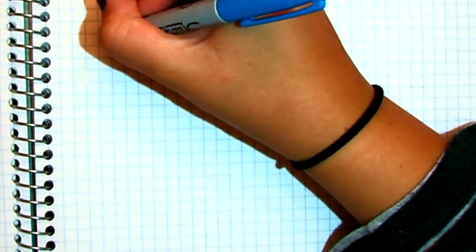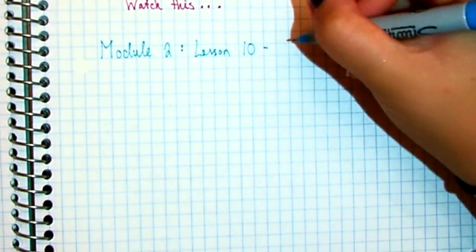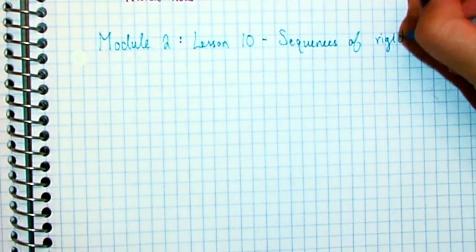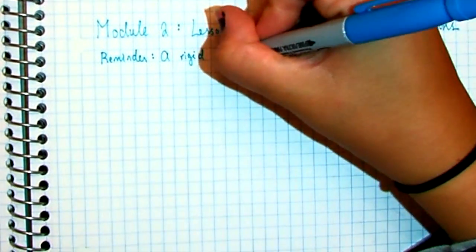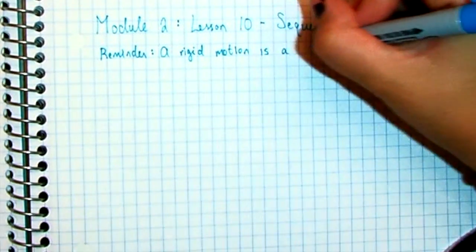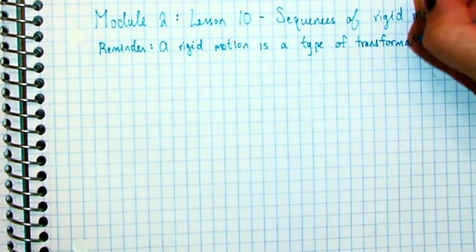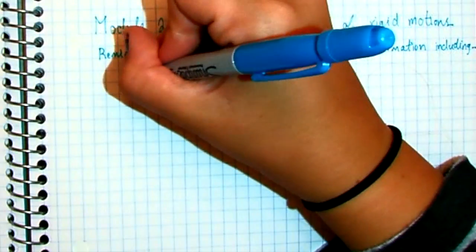So as we move into lesson 10, let's make sure that we update our caption here, Module 2, Lesson 10, and this is a sequence of basic rigid motions. Similar to the H that we just saw, right? We used translation, we used a rotation, we used a reflection. And the reminder is that a rigid motion is a type of transformation. And the three that we've learned so far are translations, rotations, and reflections.